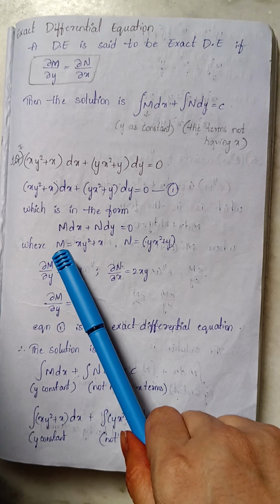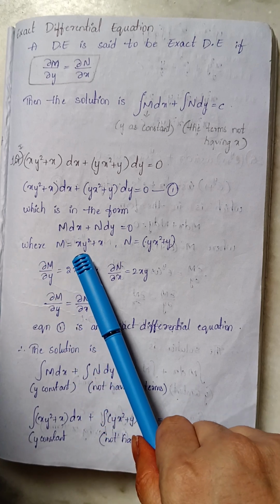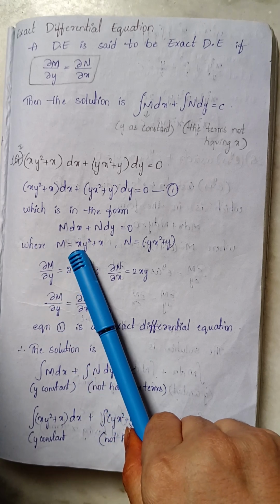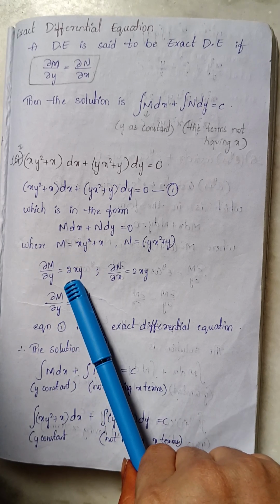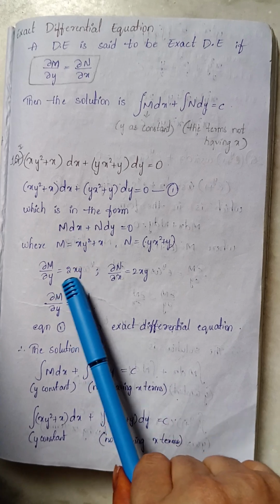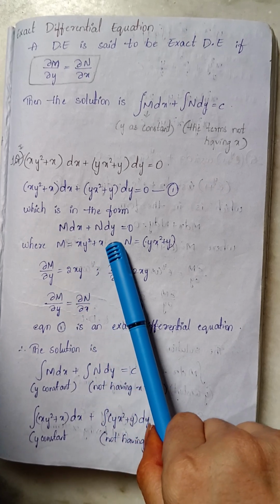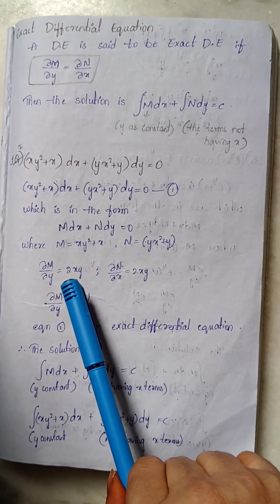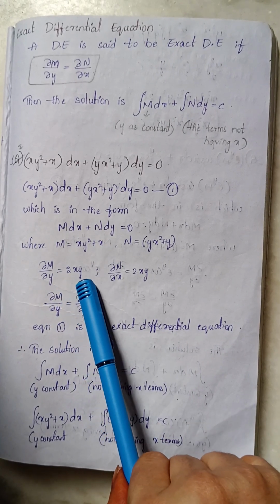Now see here, ∂M/∂y means ∂/∂y of this expression. When you are differentiating with respect to y, x should be constant, so take the constant as it is. Now the derivative of y square is what? 2y. Now the derivative of x with respect to y is a constant, so obviously 0. So 2xy plus 0 is nothing but 2xy.